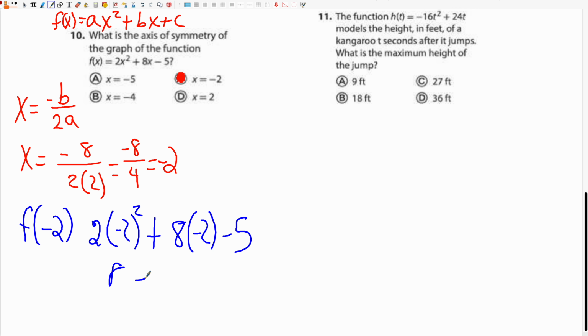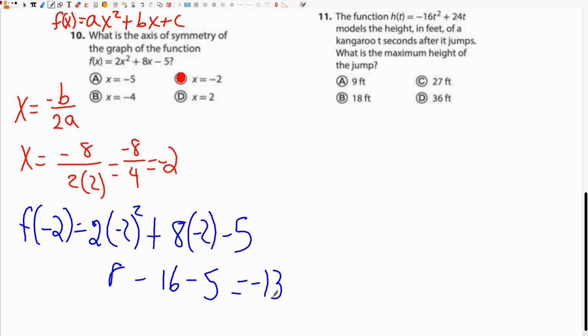That would be minus 16. And that would be minus 5. Equals. So 8 minus 16 is negative 8, minus 5 is negative 13. Is that right? You sure? I think I just messed up.